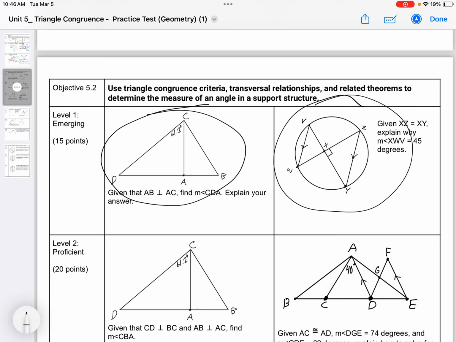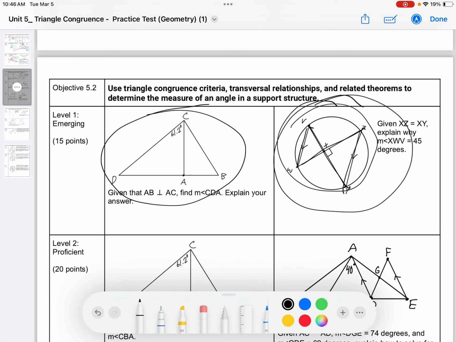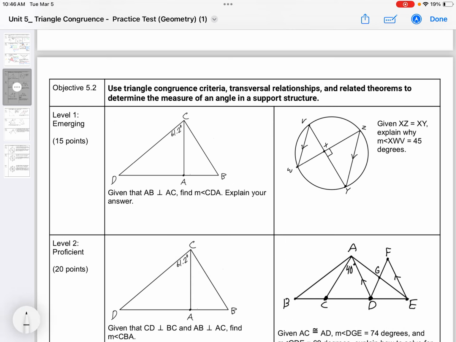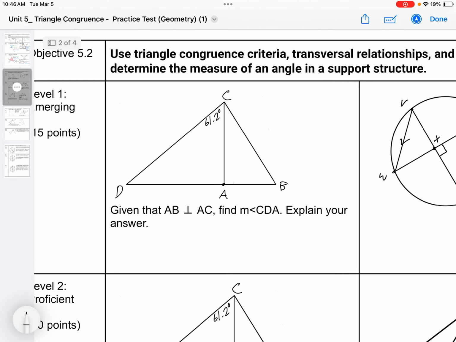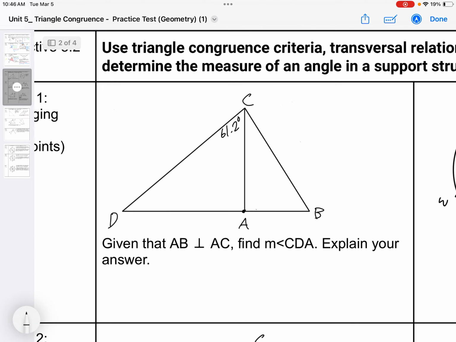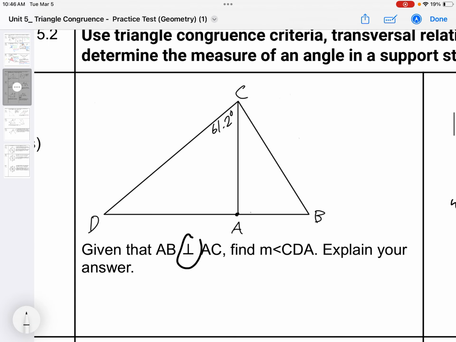This might be a cog in a machine that's being held together by four cross beams and a circle. So we're trying to determine the measure of each angle. Well, we always start with writing down what our given is in the picture. Level 1, given that AB is perpendicular to AC, find measure angle CDA. So we know that AB is perpendicular to AC, then we can put a right angle marker here and here.